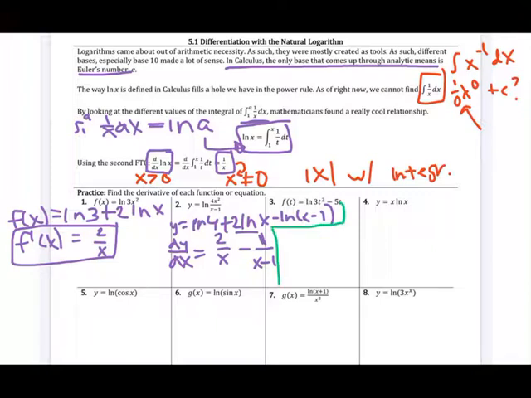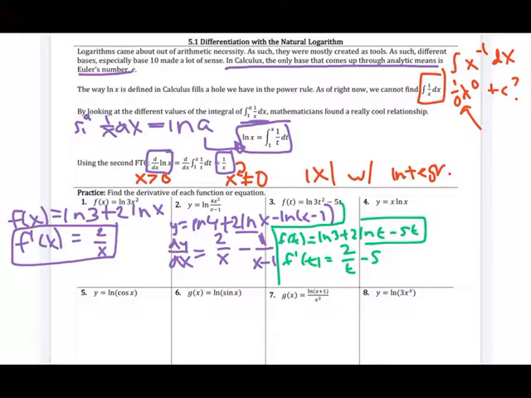So why don't you go ahead and pause the video and see if you can work through the rest of these on your own. So on number 3, I can rewrite that as natural log of 3 plus 2 natural log of t minus 5t. When I take the derivative, the constant goes away. I get 2 over t minus 5.